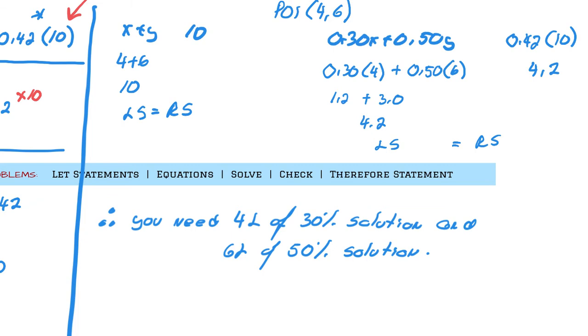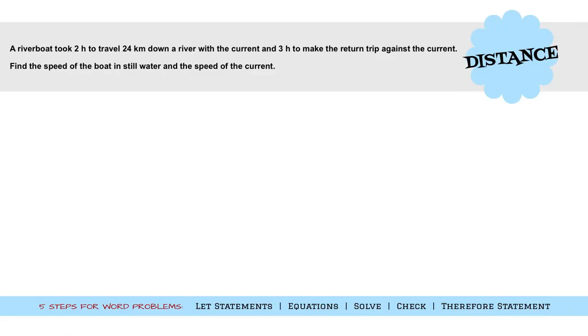And that is word problem number 2. And now we'll move on to distance problems. We'll do 2 different styles before the video is over. In the first style, a river boat took 2 hours to travel 24 kilometers down a river with the current and 3 hours to make the return trip against the current. Find the speed of the boat in still water and the speed of the current.